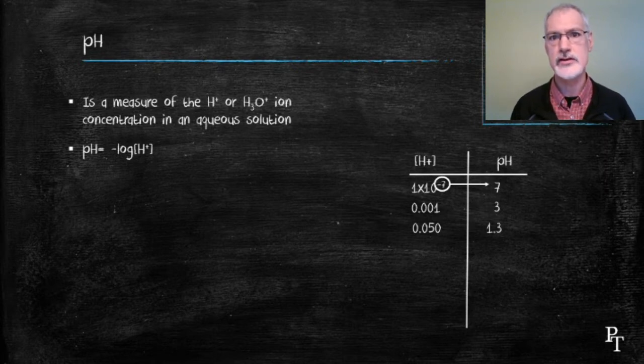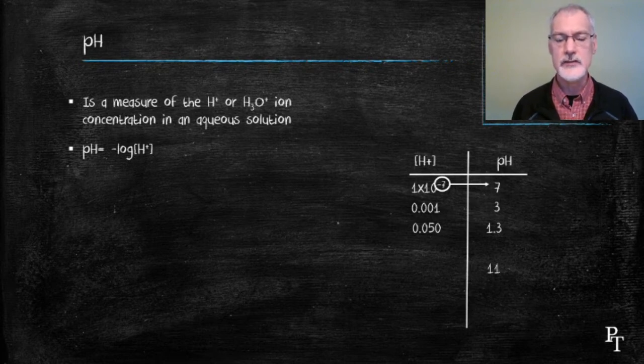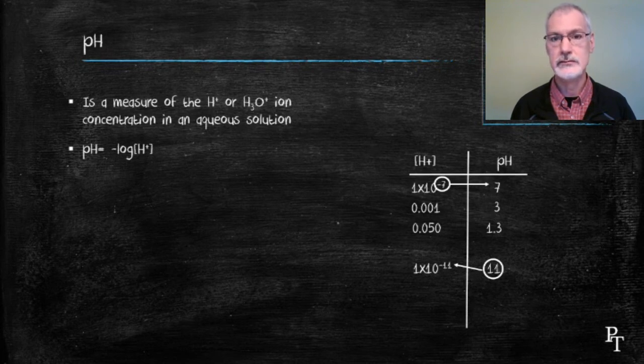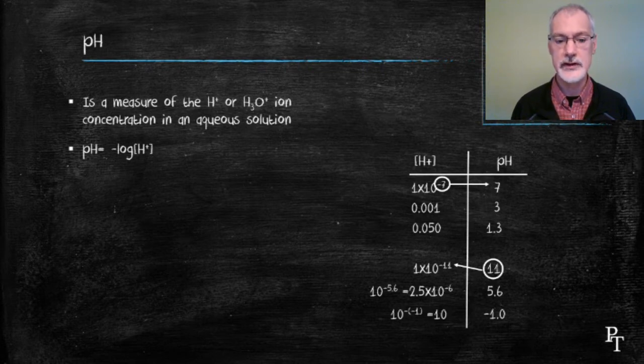Let's try a few going in the other direction, where you have the pH and you want to know what the acid particle concentration is. Well, if my pH is 11, that means that the concentration of my acid particle would be 10 to the minus 11. Similarly, if the pH is 5.6, then the concentration of the acid particle would be 10 to the negative 5.6, or 2.5 times 10 to the minus 6. And lastly, a pH of minus 1. Yes, you can have negative pH values. That means it would be 10 to the negative 1, or 10 moles per liter.